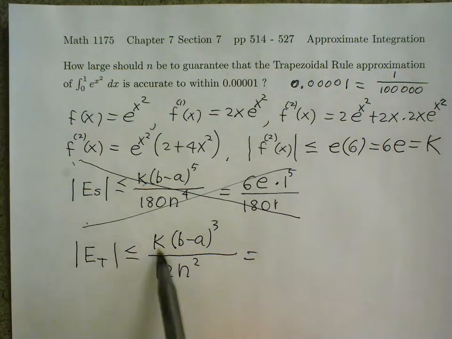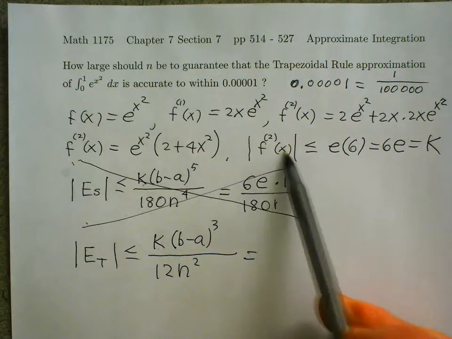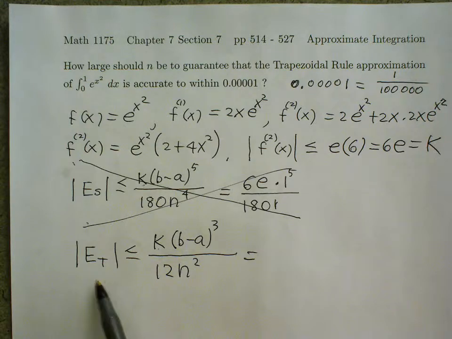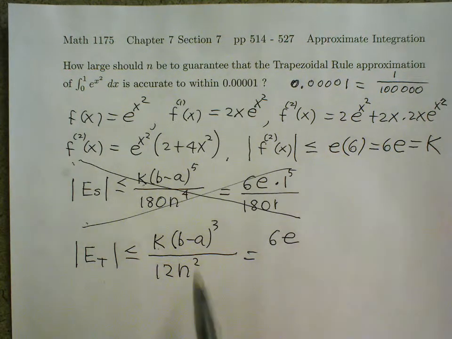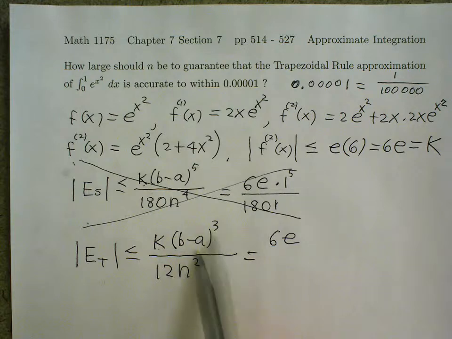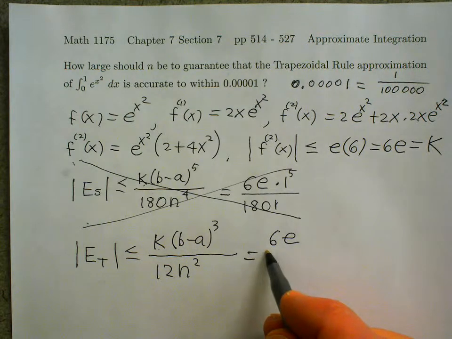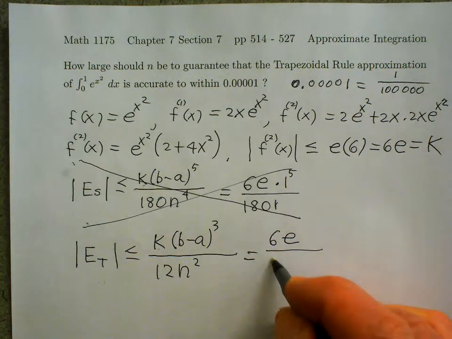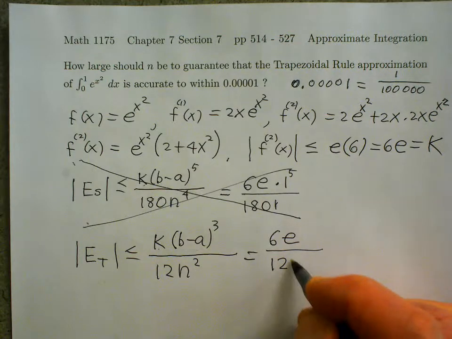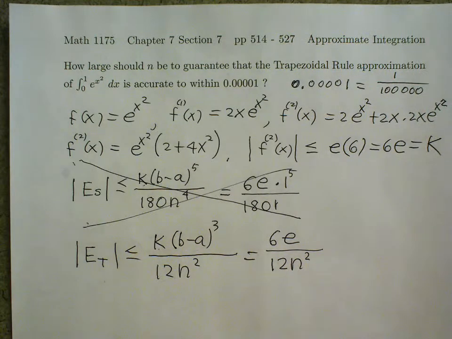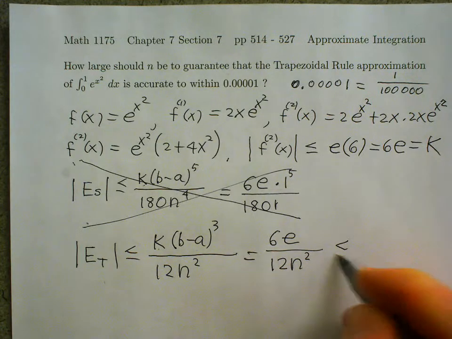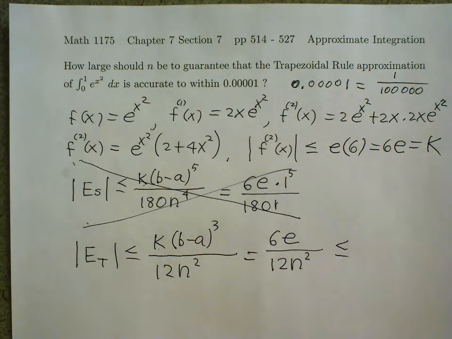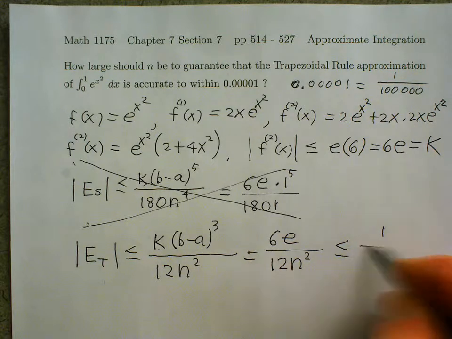So our value of k is still the same because it's the second derivative for the trapezoidal rule. So 6 times e. B minus a is 1. 1 to the 3rd is 1. So 6e is in the numerator, and 12n to the 2nd is in the denominator. And we want our error to be within 1/100,000th. You can write the decimal number or the fraction. Either way is okay.